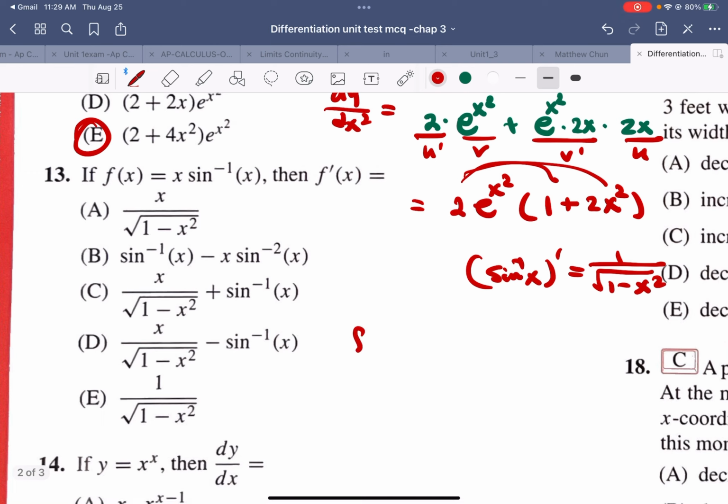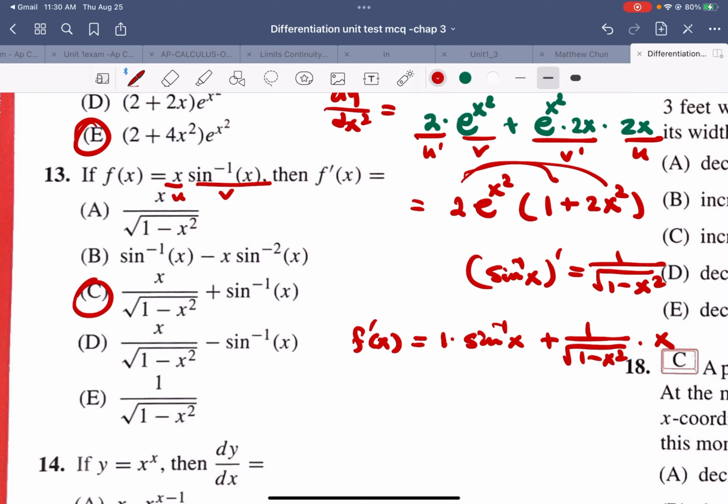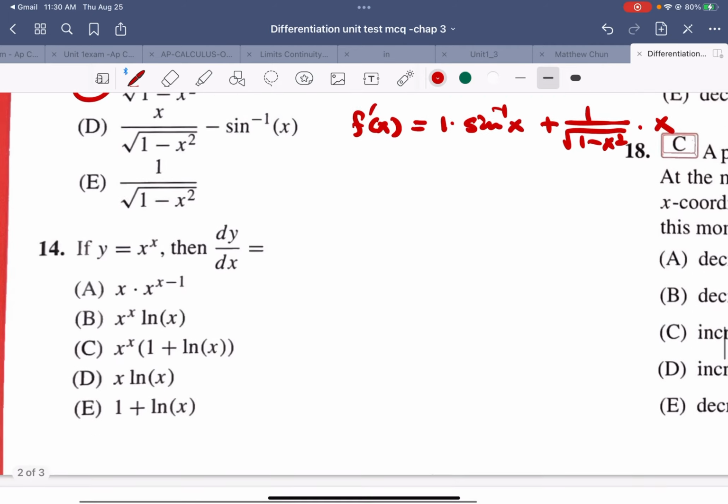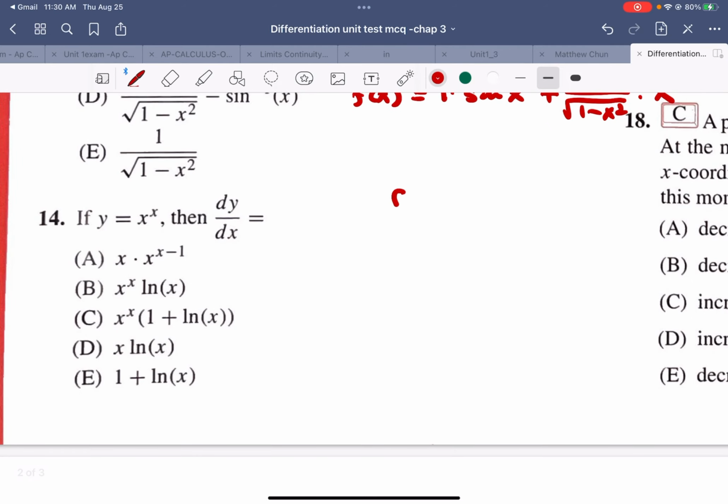Now here, when you take a derivative, this is a product rule. So u and v. So derivative of u is 1 times inverse sine of x plus derivative of inverse sine is up there, so 1 over root 1 minus x squared times x. Okay, so which one is the same as this? So that is C. Okay, 13 is C.